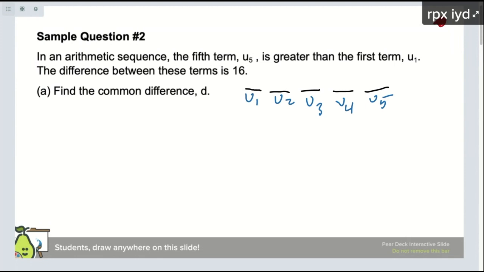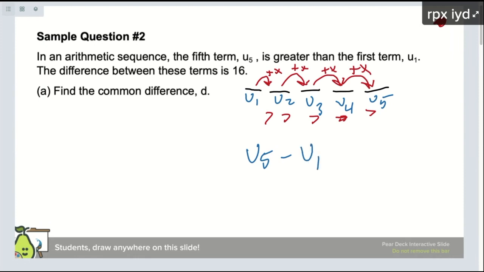So now they're saying U5 is bigger than U1. What that means is that it's growing each time. Growing, the greater. That means U5 is bigger than U1, so it has to be increasing. So it's plus this number, plus some number, I'll say plus x, plus x, plus x, plus x. So now they say that if you do U5 minus U1, you get 16.